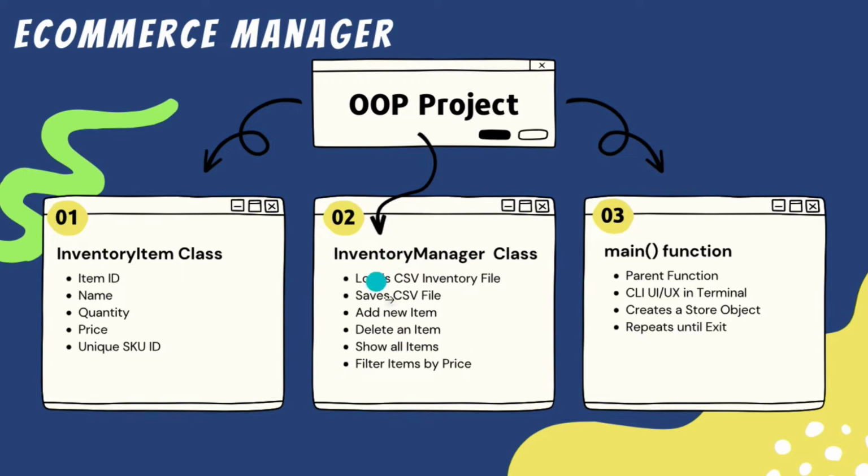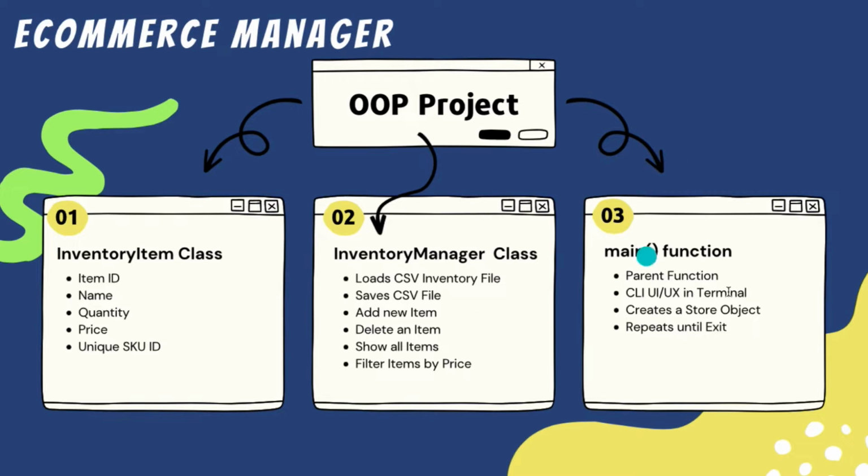Our next class is going to be the inventory manager. Now this is responsible for all the actions that we can do. So I can load my CSV file with our inventory. I can save a new CSV. I can add items. I can delete items all to that CSV file, right? I can display all my items within the file, and then I can even filter out the items by price, which is really cool, and I'm going to touch on that.